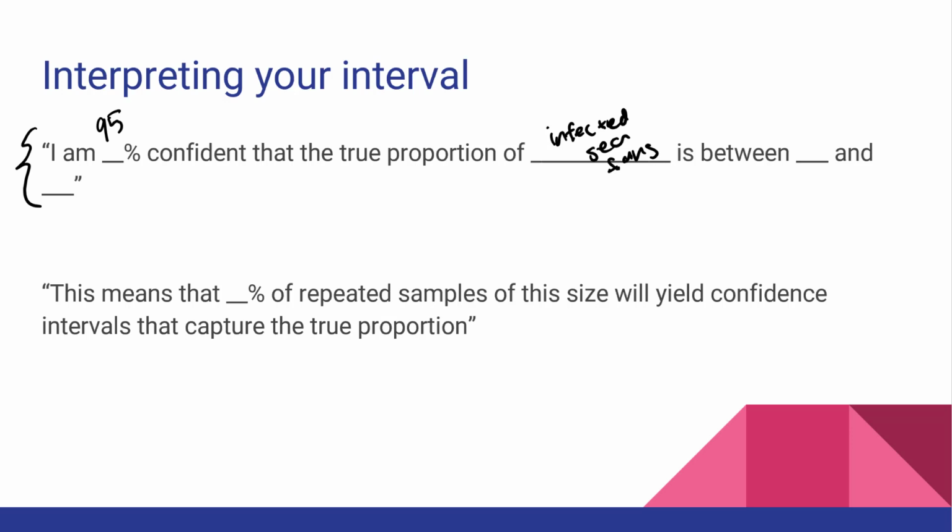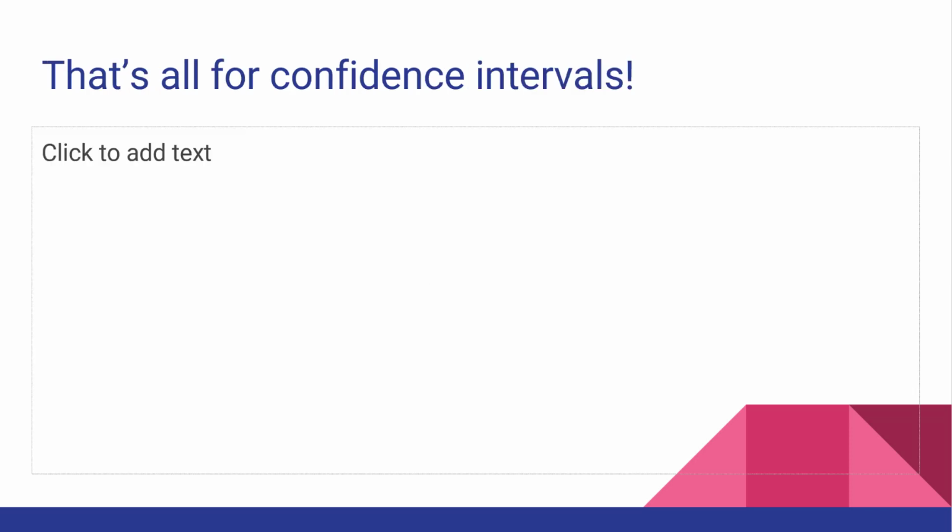So if they ask any further, what does this interval mean? You've given me the proportions that you think the true proportion is between, but what does this 95% confident mean? What does this whole interval stand for? So it means that if we're working with a 95% confidence interval, it means that 95% of repeated samples of this size will yield confidence intervals that capture the true proportion. Going back to our CFAN question, it would mean that 95% of repeated samples of this size will yield confidence intervals that capture the true proportion of infected CFANs. So this goes more into the big picture of what these intervals mean.